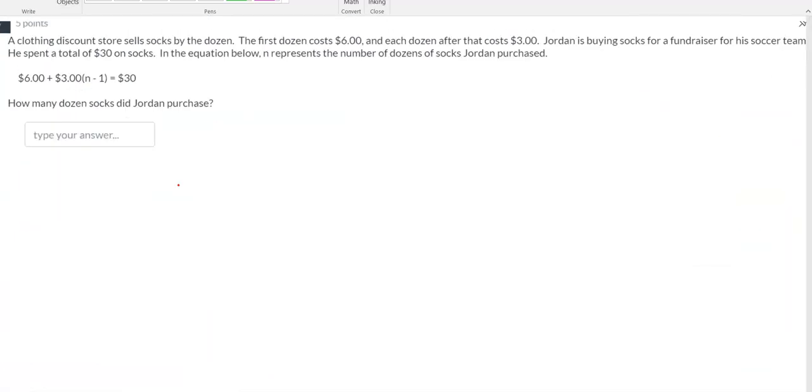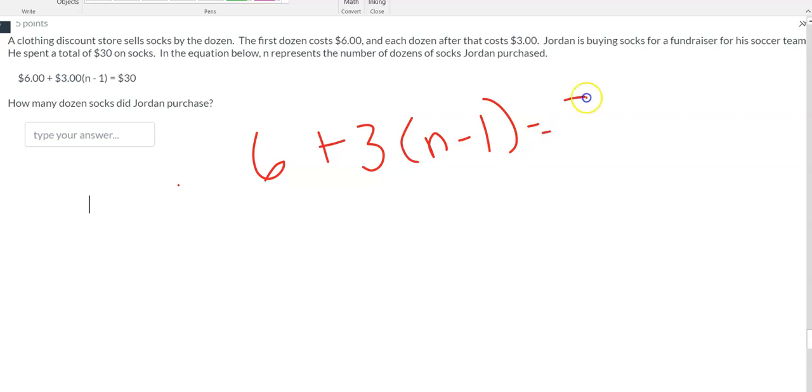All right, another one just very similar to our notes. They give us an equation with some dollar amounts. Solve this like you would solve any normal equation here. If you want to take the zeros off of that, I can. It's not going to change anything. $6 plus $3 times n minus 1 equals $30. Now solve that for n. That's all they're asking us to do. They tell you what all that means, but at the end of the day, they're just asking us to solve this. Okay, so follow your order of steps.